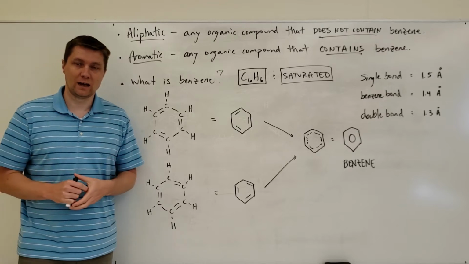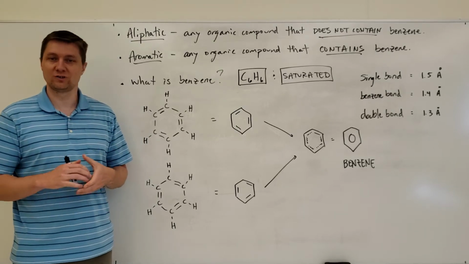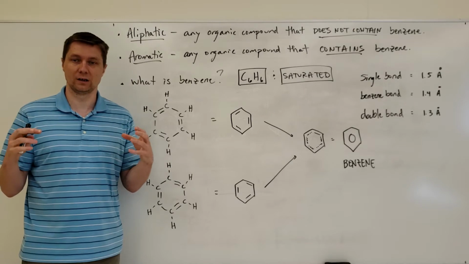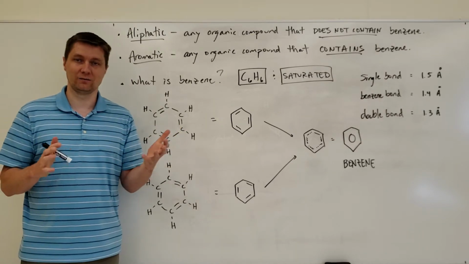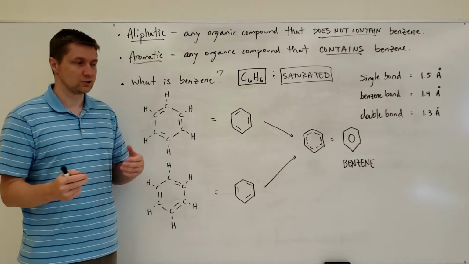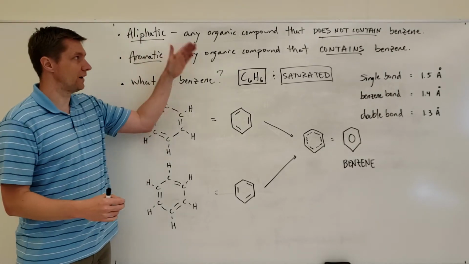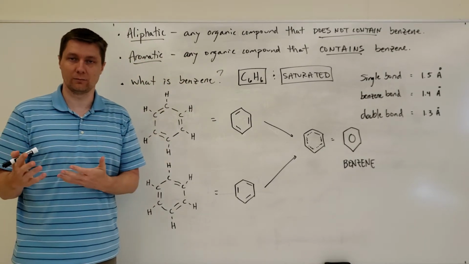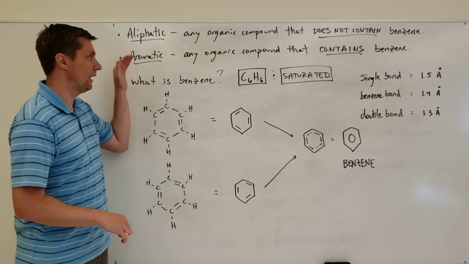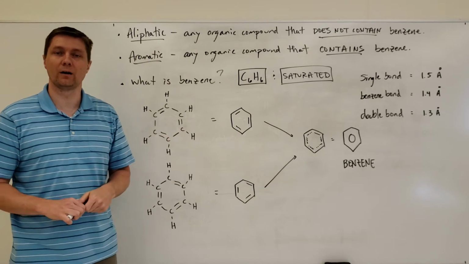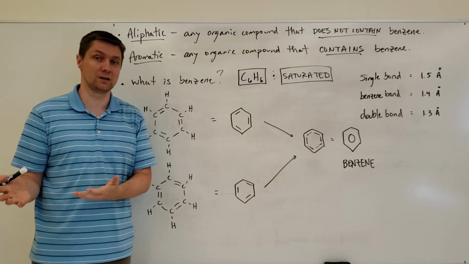So at the start of the organic unit, I talked to you about two types of categories that organic molecules can fit in. We can either classify them as aliphatic or aromatic. Just to recap that information, an aliphatic compound is an organic compound that does not contain a substance called benzene. And an aromatic compound is an organic compound that does contain benzene.